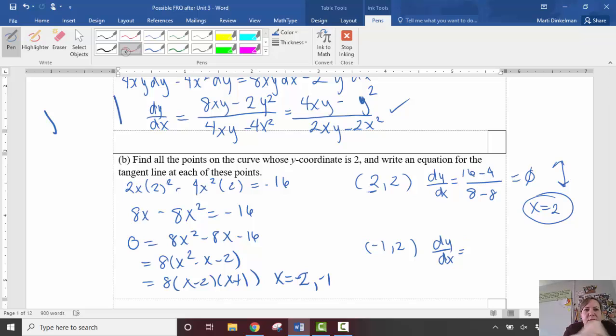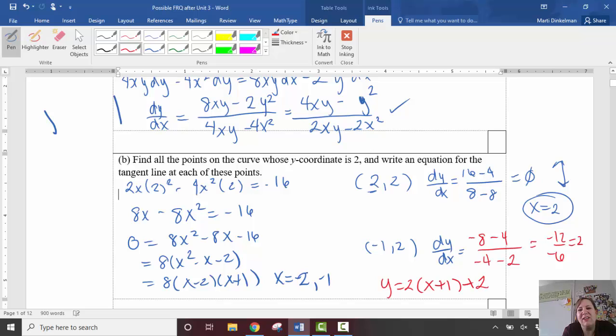Okay, so for this next one, I'm going to switch colors so we don't get mixed up. So we're going to have 4 times negative 1 times 2, so negative 8, minus y squared, so minus 4. And then 2 times negative 1 times 2, so negative 4. And then that's going to be minus 2. So negative 12 over negative 6, which is 2. So that's our slope. So we have y equals slope times x minus the x coordinate, plus the y coordinate. And it doesn't really matter what kind of format we have for that tangent line.